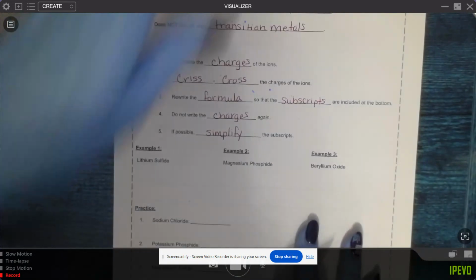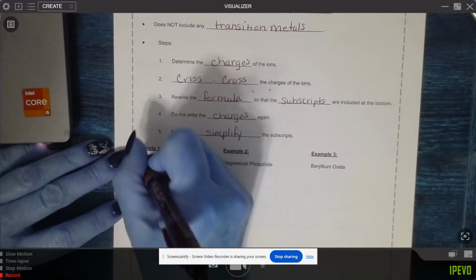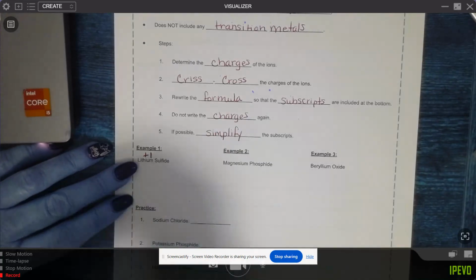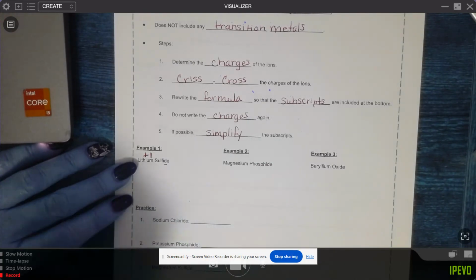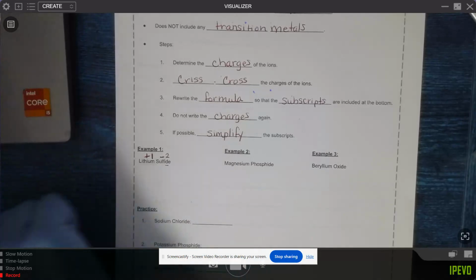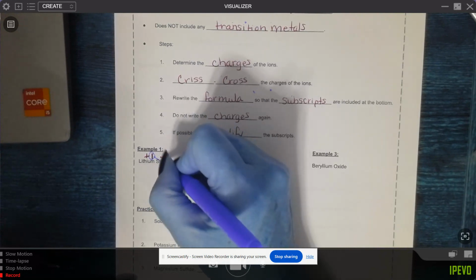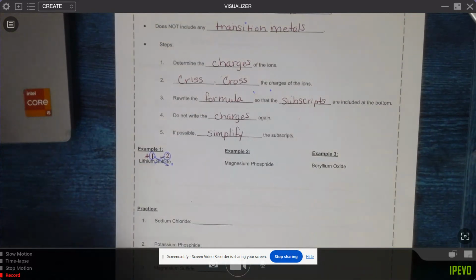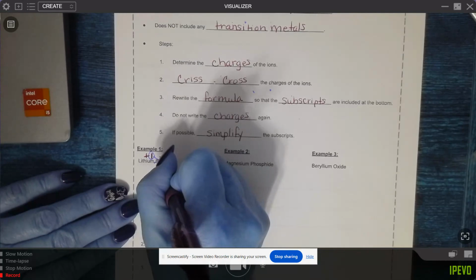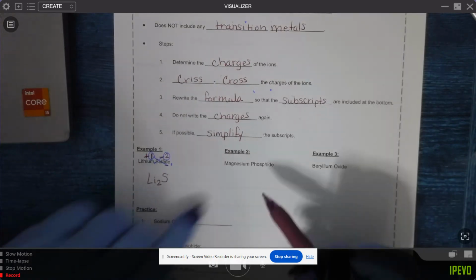So let's look at some examples of how this is done. We have lithium sulfide. If I look at my periodic table, lithium forms a +1 ion. It's in group 1. Sulfide is just sulfur, we changed the ending to IDE. So sulfide has a -2 charge. If I crisscross the charges, the 1 is after the sulfur, the 2 is after the lithium. So my formula is going to be Li2S.